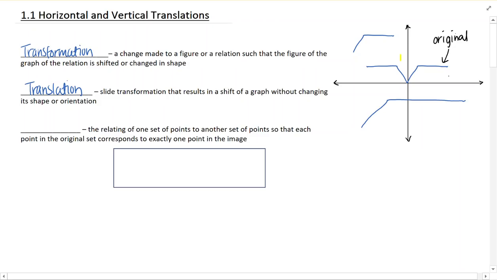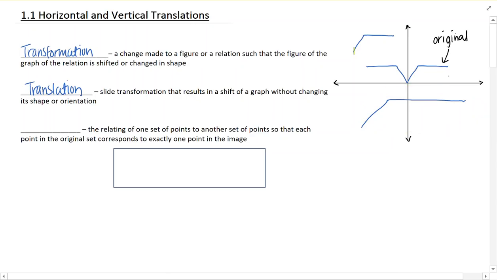So with the first one here, with our definition, it did what we call a reflection. It did change its orientation. It doesn't go up to the right like its original. So this is not a translation. This one down here, the shape has changed. It has stretched horizontally and vertically. So that is also not a translation.